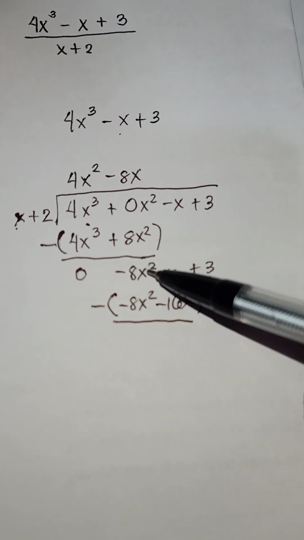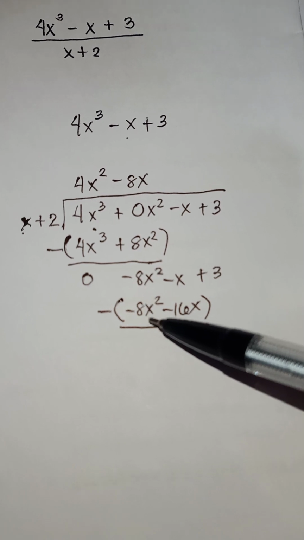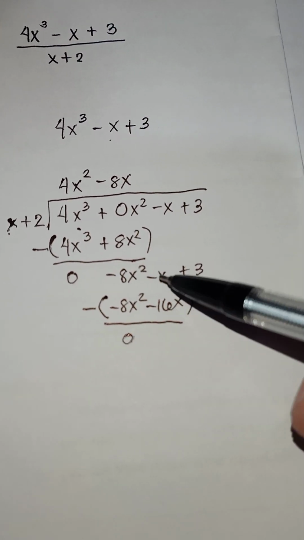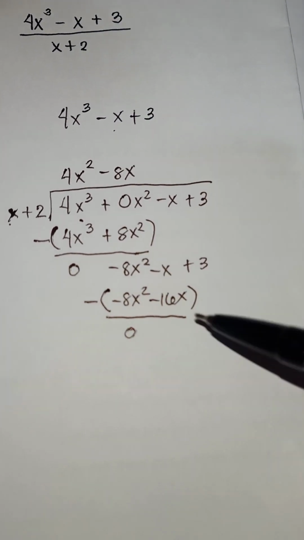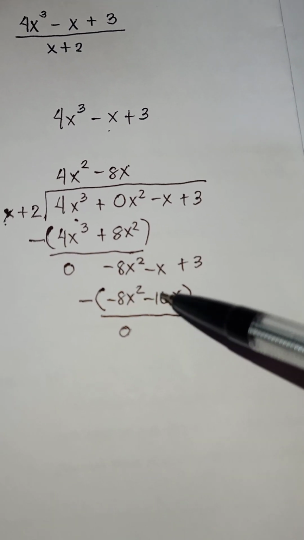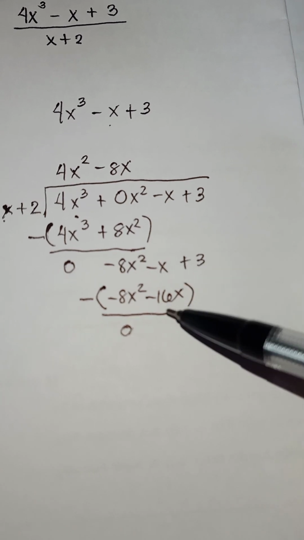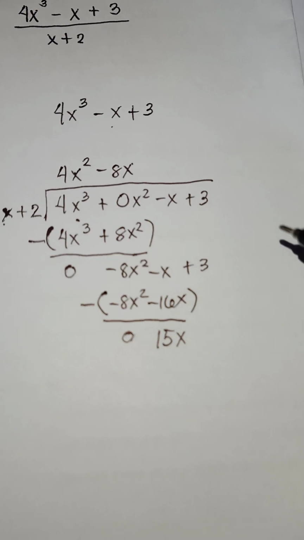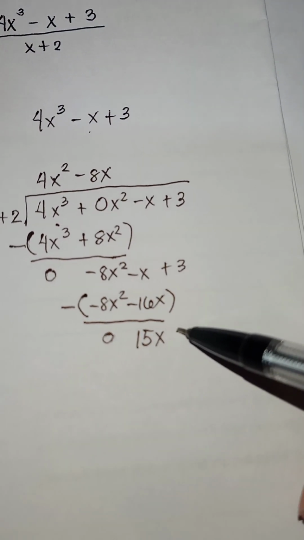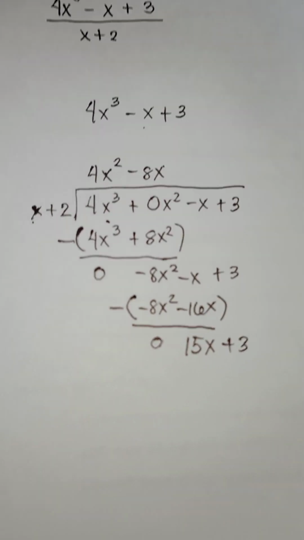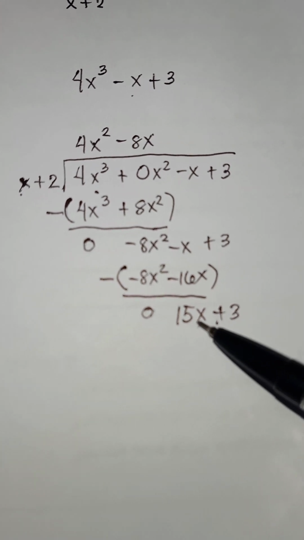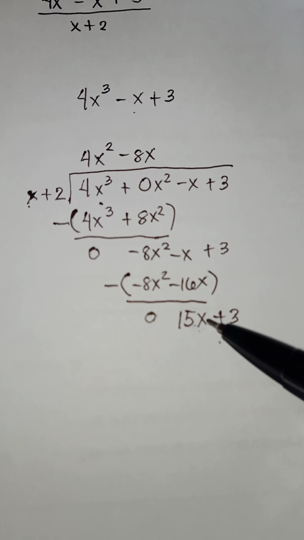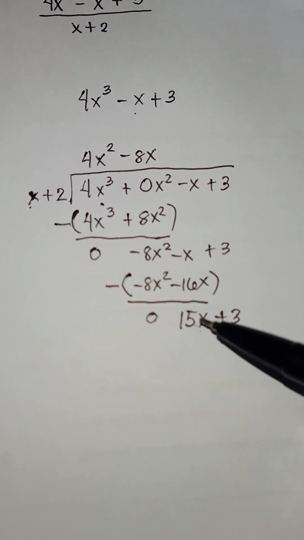Negative 8x squared minus negative 8x squared will become positive, so this is now 0. Negative x minus negative 16x: negative times negative becomes positive, so negative x plus 16x gives us positive 15x. Then bring down 3. Now the leading term is 15x. It can still be divided by x because they still have an equal exponent.